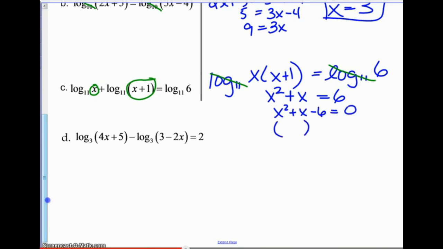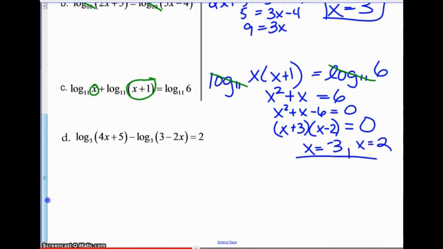Now we need to factor. So we're going to need to factor the left side of our equation. And I'm going to think, what 2 numbers multiply to give me a negative 6 and add to give me a positive 1? The answer would be positive 3 and negative 2. So x can equal negative 3 and x can equal positive 2. Those are my answers.